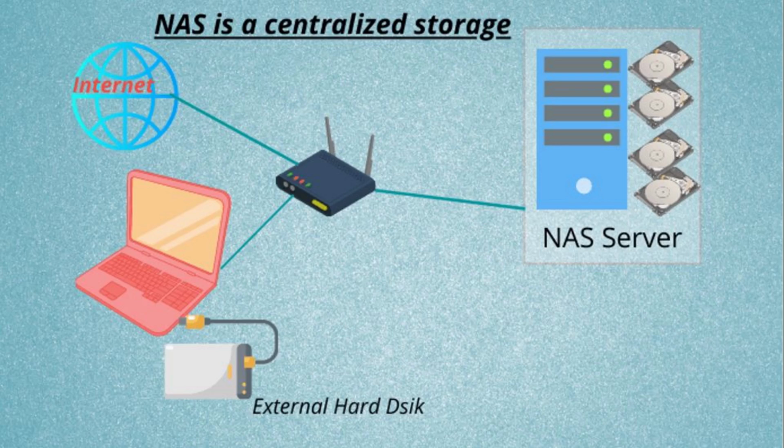A NAS device's primary purpose when using a hard drive is typically to store files. 2 to 5 hard drives are usually found in the most widely used NAS devices for home offices, small businesses, and enterprise work groups.